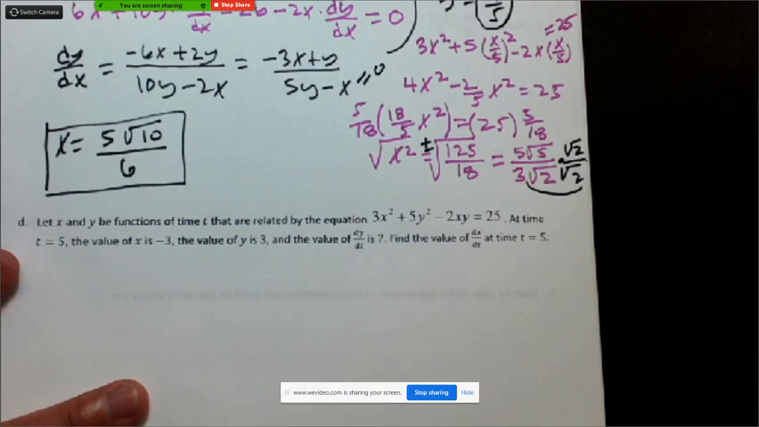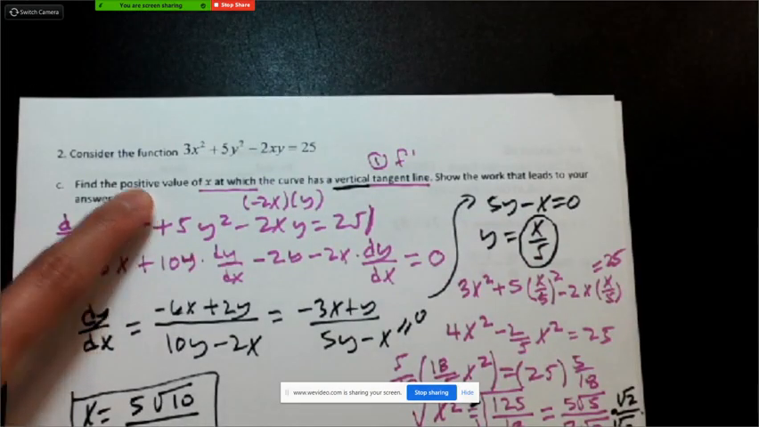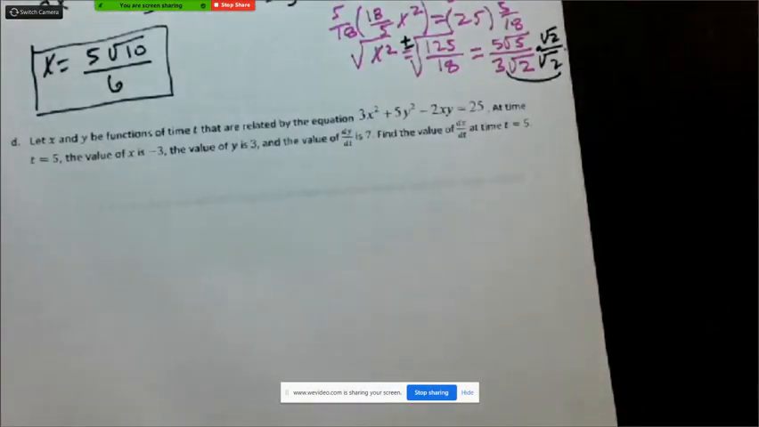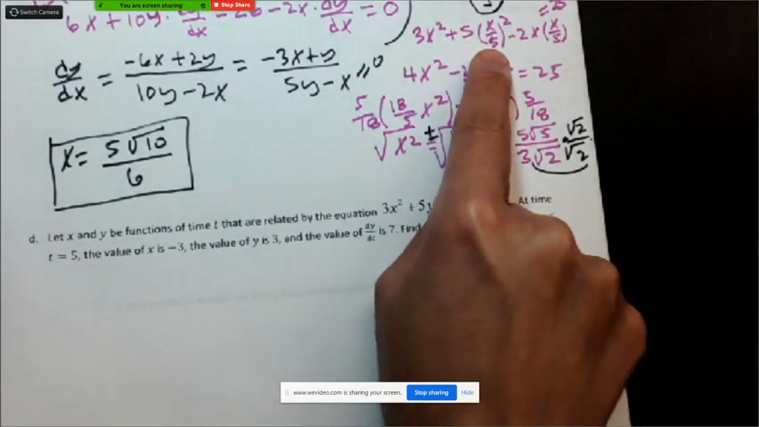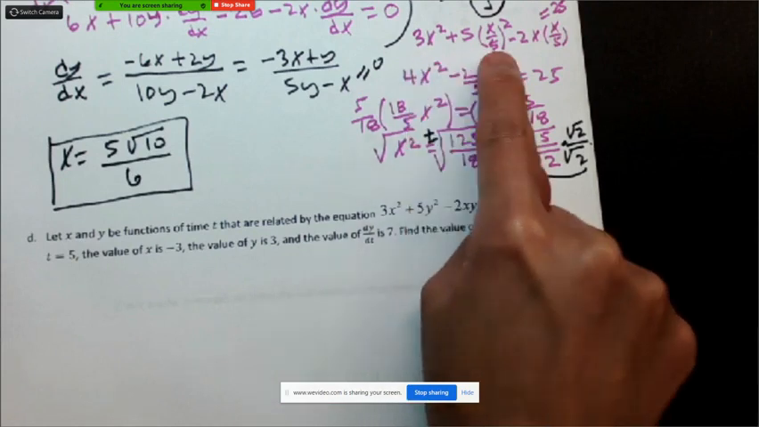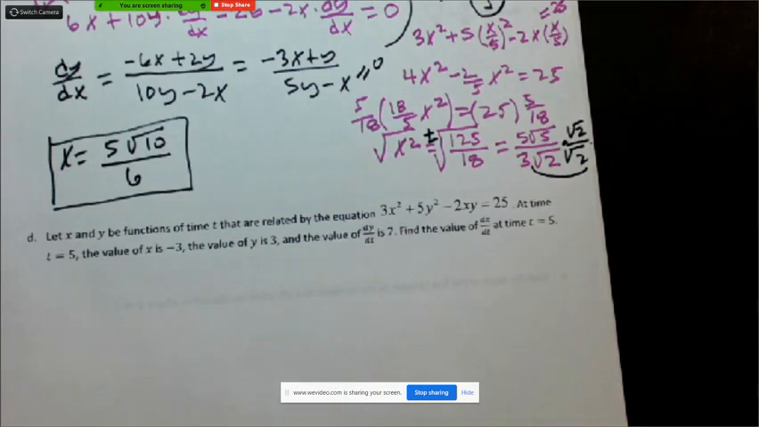Oh. So the answer was? Yeah, because it says find the positive value of the x. How do you get the 4x squared, like at the very beginning? 5 over 5 is 1. 3x squared plus 1x squared is 4x squared. Oh yeah, my work is kind of messy, although I'm pretty happy with this.